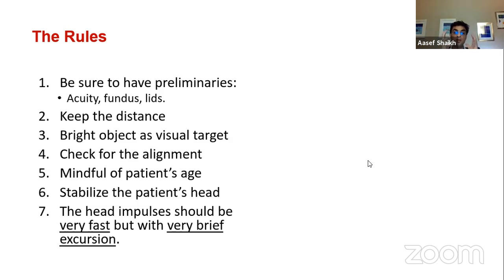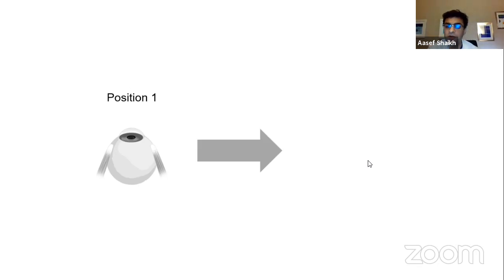So you want to make sure that very brief but very fast excursion, typically less than 10 degrees, but really fast excursion, which is very important as you test vestibulocular reflex. So these are some basic rules. With those rules, I want to get to some basics.